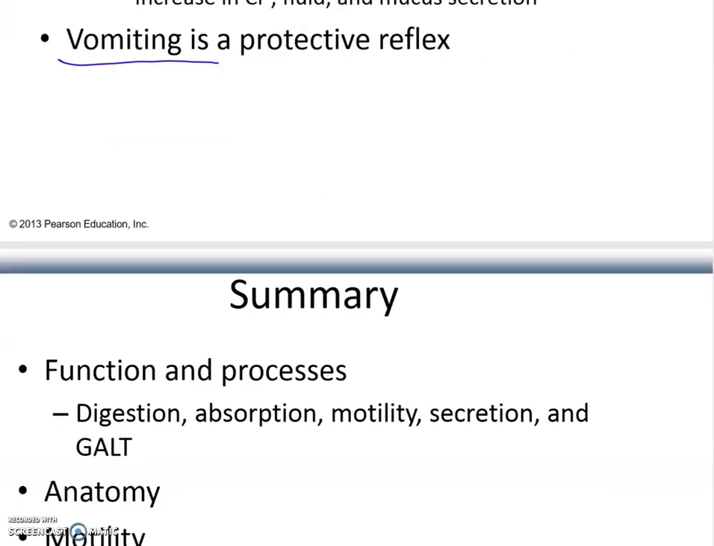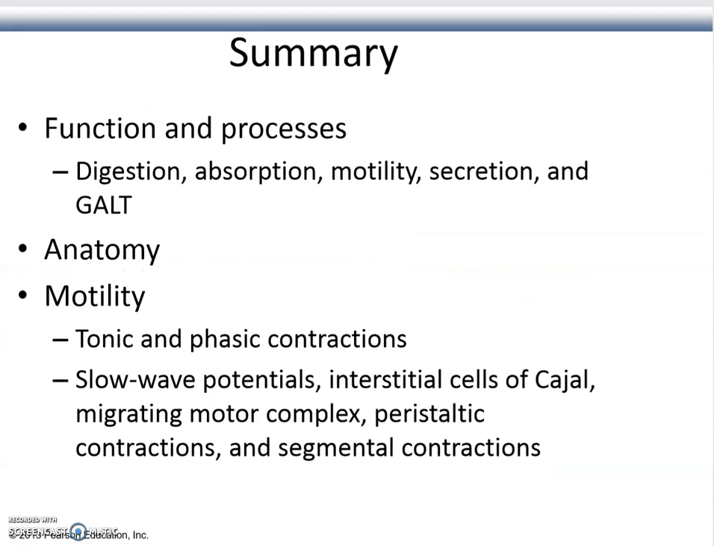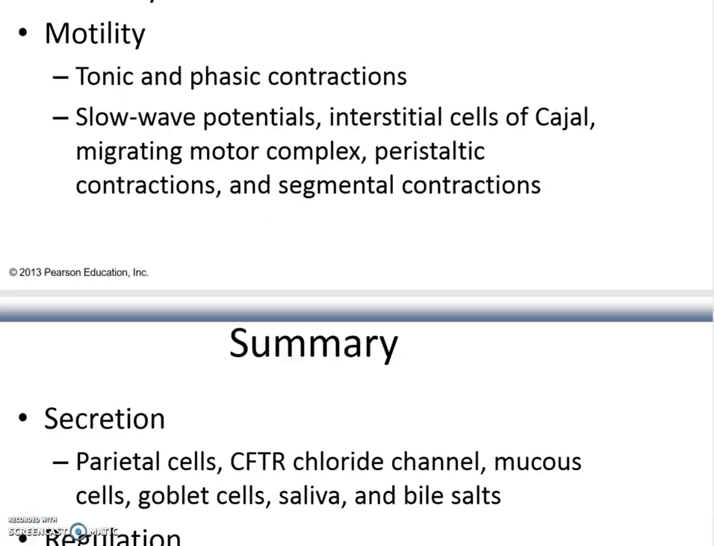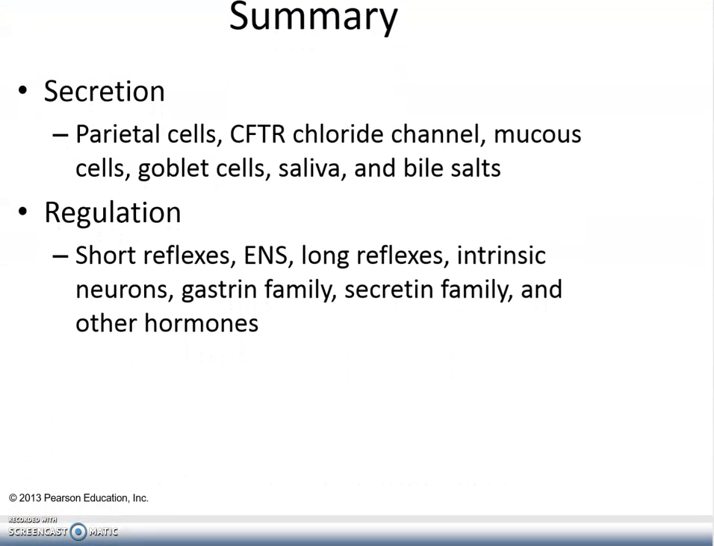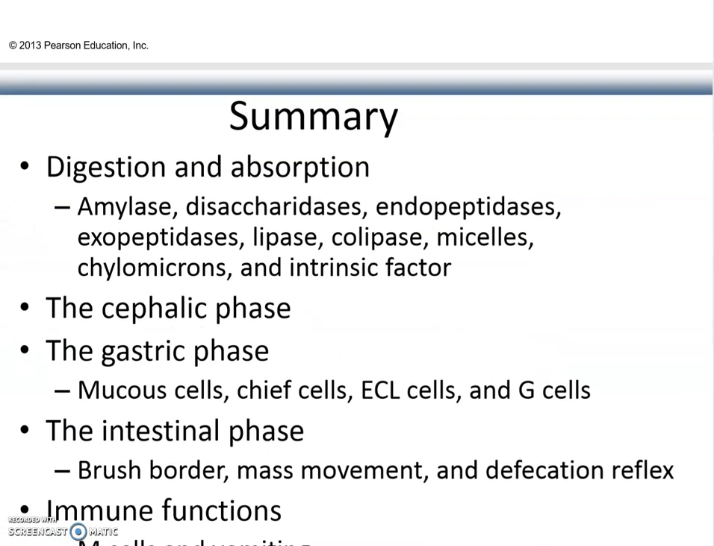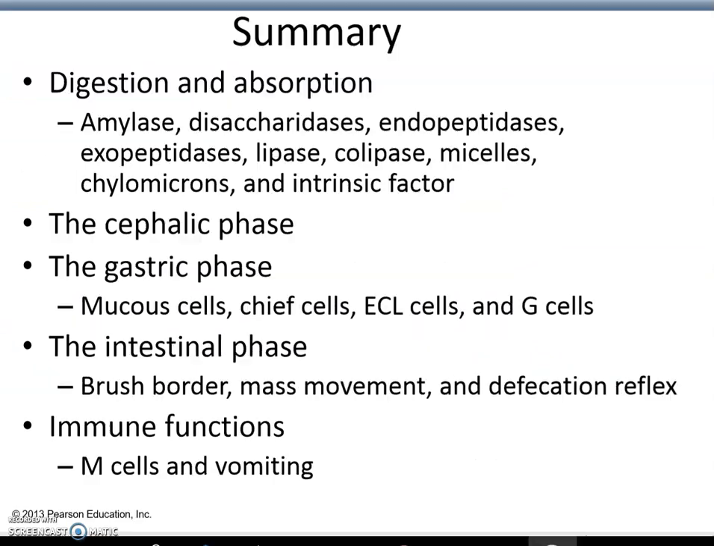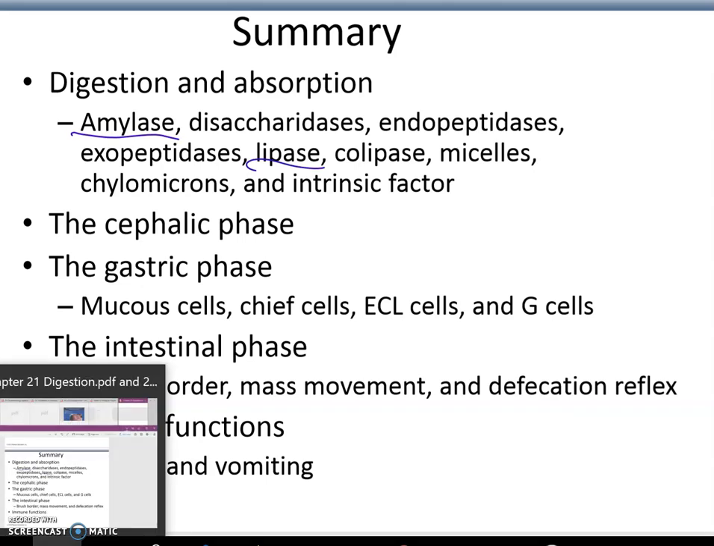Now we're left with just a summary. So we talked about function and process of the GI tract, anatomy, the motility, phasic and tonic contractions, and then we talked about secretion and regulation. And here, this is our last slide. The digestion and absorption, the different kinds of enzymes that are involved, like amylase and lipase and all of the other ones. Then we talked about the cephalic phase. It's all in your head.